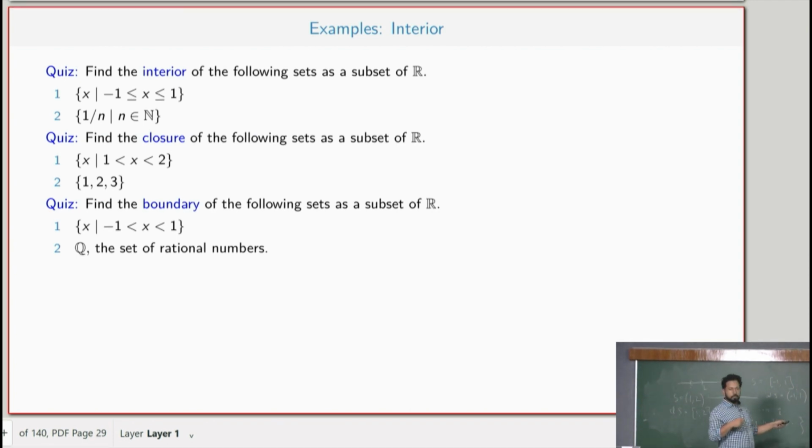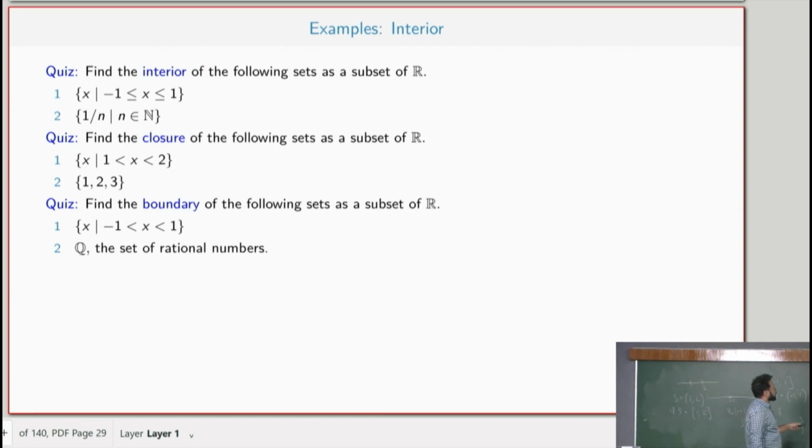What are the boundary points here? -1 and 1. I mean, the boundary point may not be part of the set. So you are allowed to have points which are not here. Which are they in this case? -1 and 1, right? So -1 and 1, although not part of the set, can be boundary points.